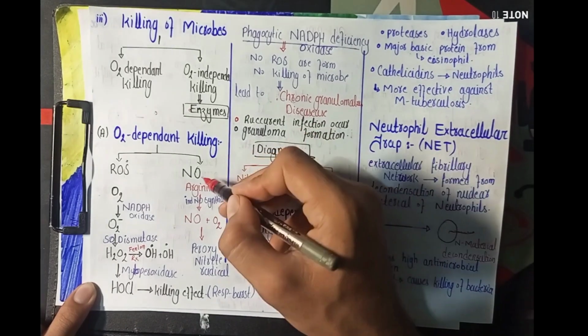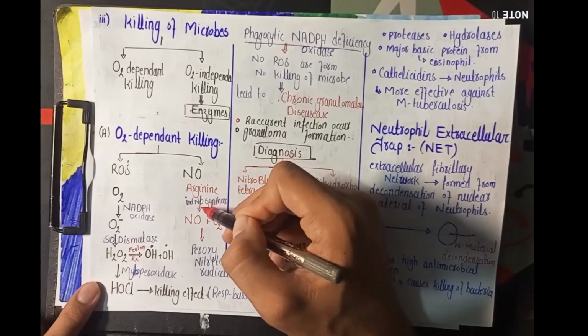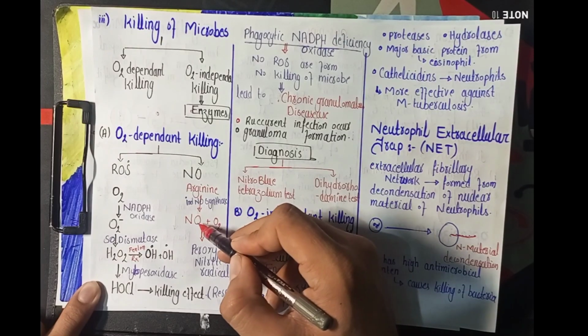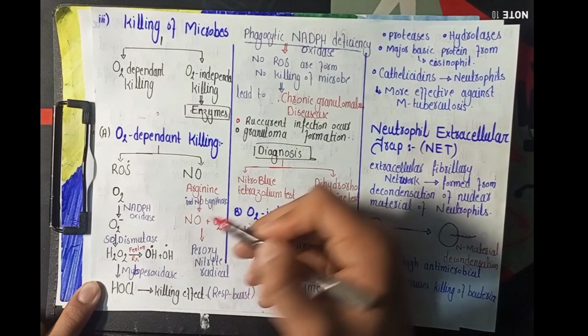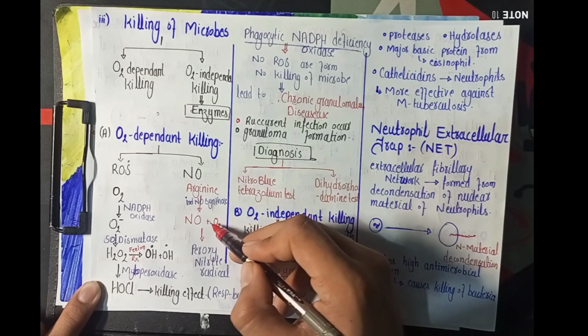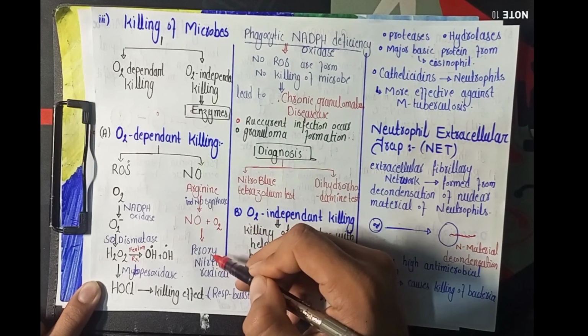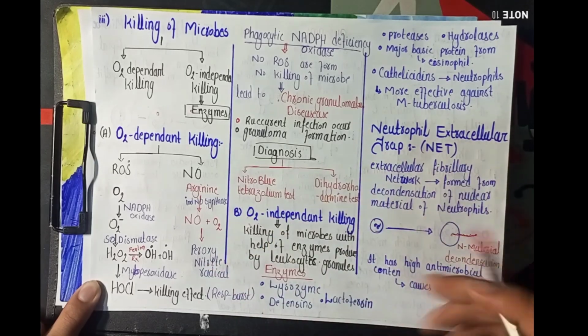The second is nitric oxide. Arginine, with the help of the inducible nitric oxide synthase enzyme, forms nitric oxide, and this nitric oxide is toxic to the microbe. The nitric oxide may also combine with the oxygen molecule to form the peroxynitrite radical, which is more toxic and has a killing effect on the microbe.